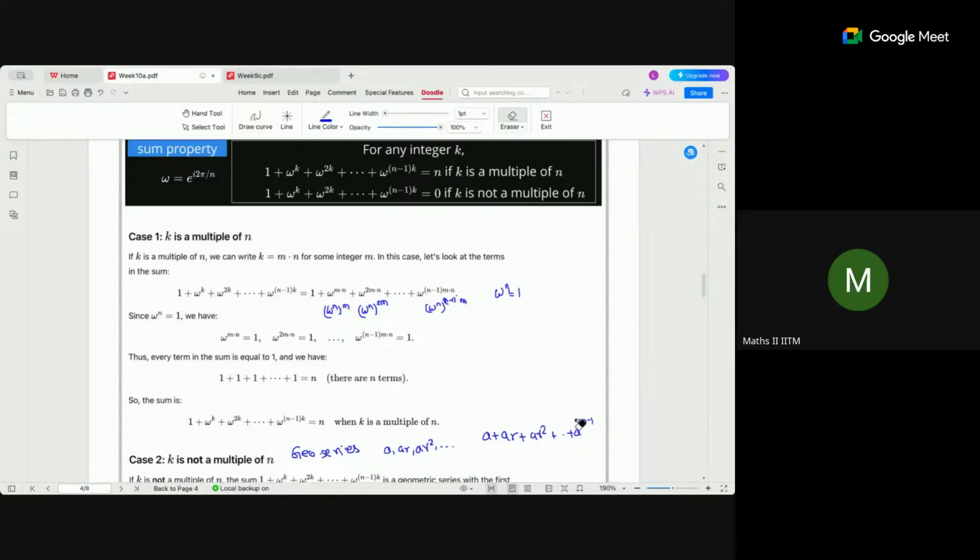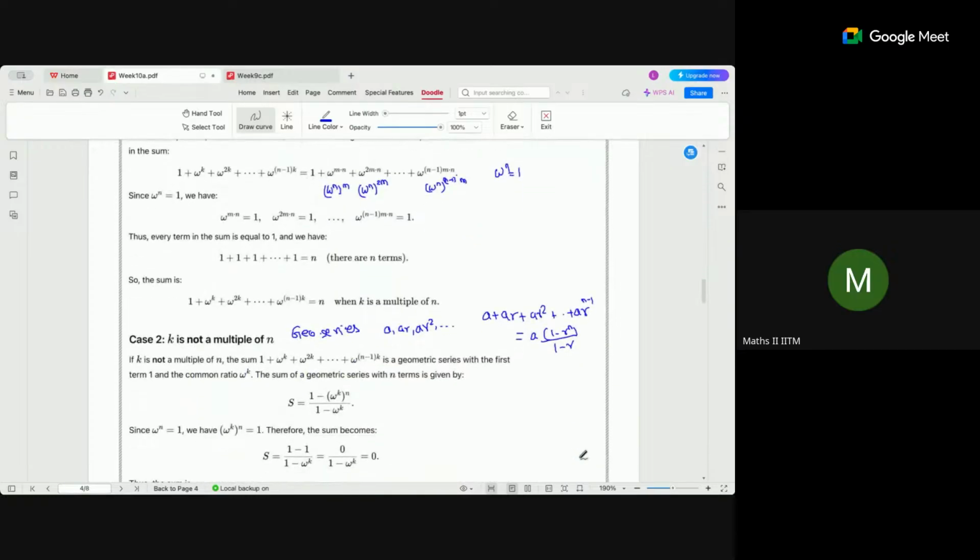Up to r power n minus 1. So what is this sum? It is a times of 1 minus r power n by 1 minus r, right? So this is the geometric series formula, right?